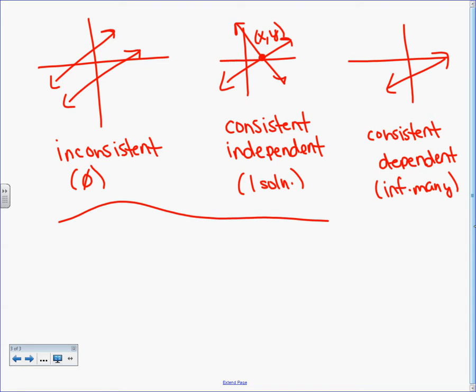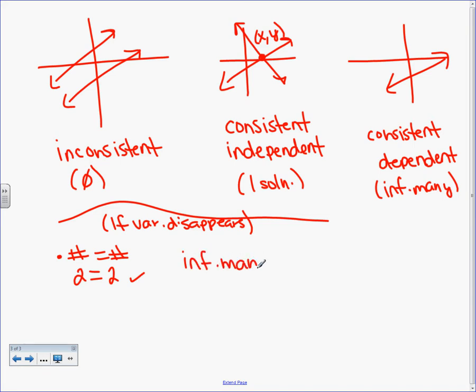So underneath that, we have a few things that are going to happen when we solve these. Sometimes what happens is the variables disappear. What I mean by that is if the letters eliminate both of them, you end up with a number equals a number. For example, 2 equals 2. Is that true or false? Is 2 equal to 2? Yeah, that's true, right? So what that means is your answer is technically infinitely many solutions.